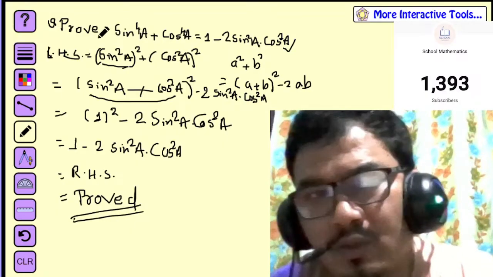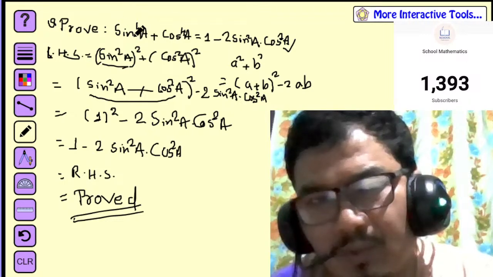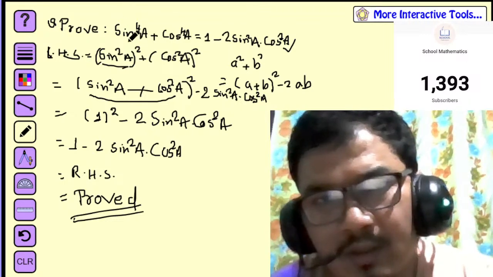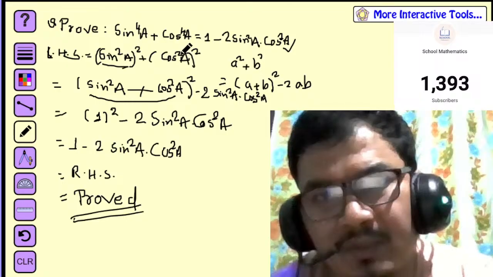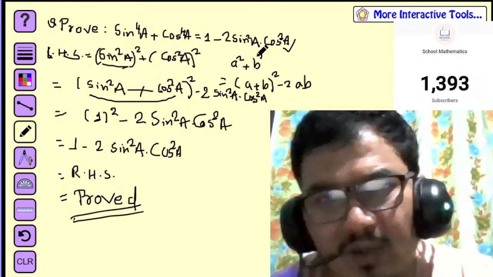Like this, we have to solve this type of question. We have to prove this type of question by expressing them in a square plus b square form, and we obtain this value.